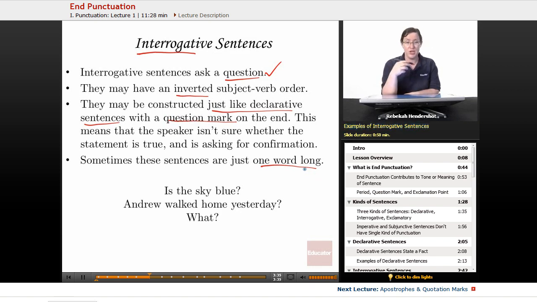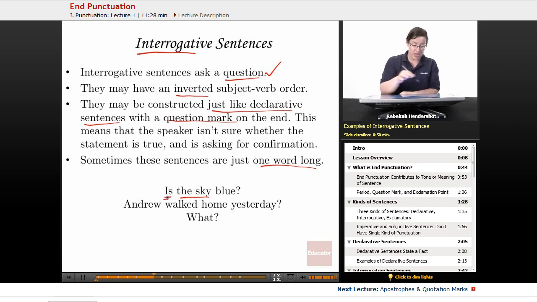So, for example, we had the sky is blue for the declarative sentence, and here we have is the sky blue. Now we have the subject, the sky, and the verb is, and they're in the opposite order of what you would normally expect in English because it's an interrogative sentence.